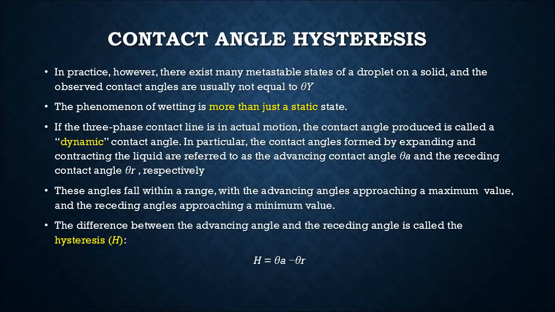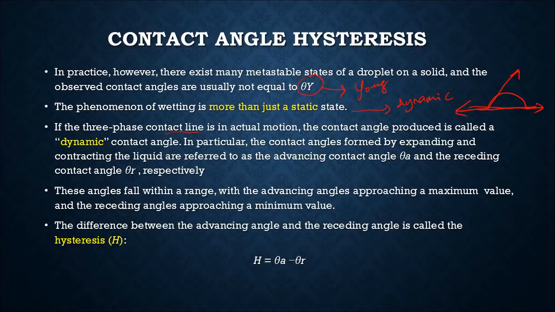In practice, however, there exist many metastable states of a droplet on a solid, and the observed contact angle is usually not equal to the contact angle that we can estimate from the Young-Dupré equation. The phenomenon of wetting is more than just a static state. It is a dynamic one. Consider the three-phase contact line. What is a three-phase contact line? It is the one that we use to derive the Young-Dupré equation, where you have phases 1, 2, and 3. This three-phase contact line is actually in motion.